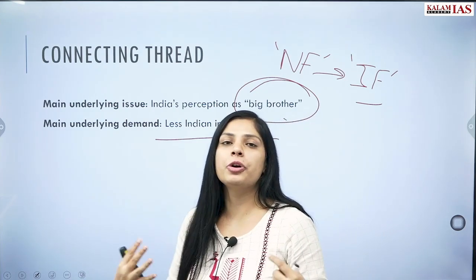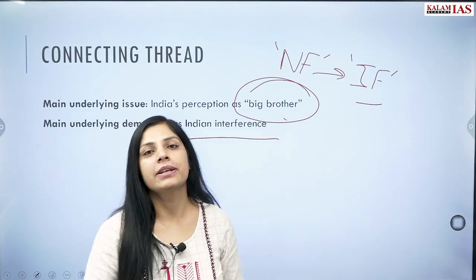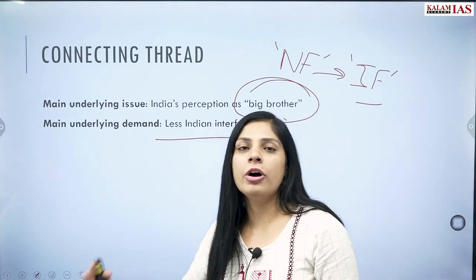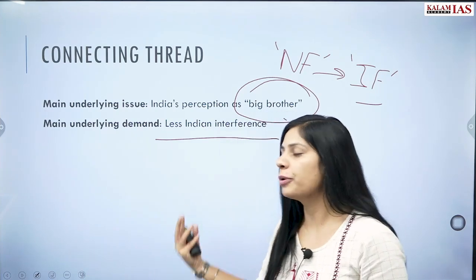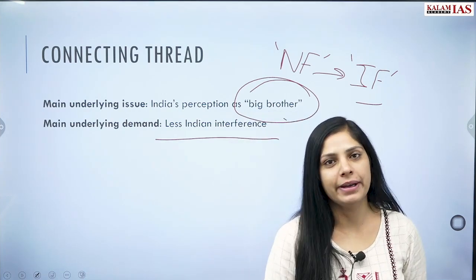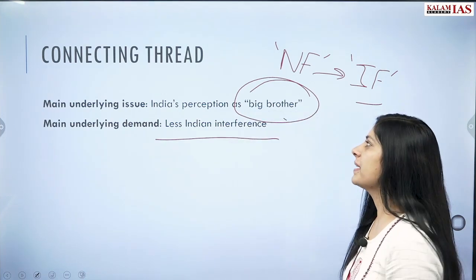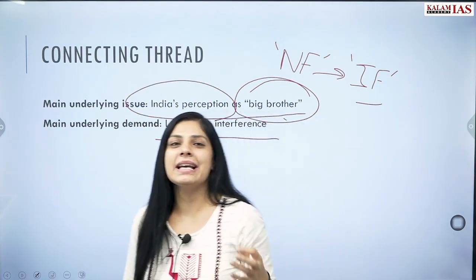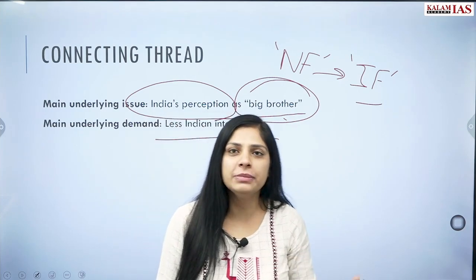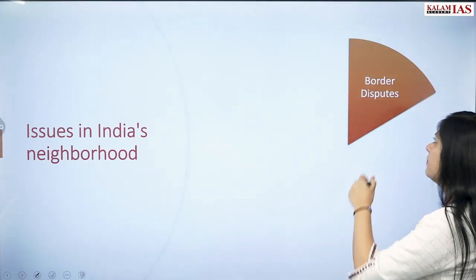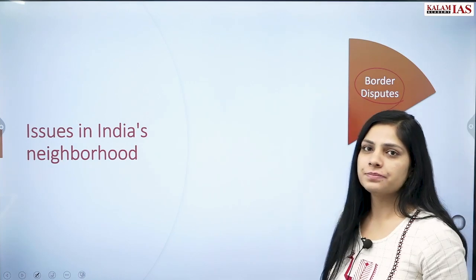India wants to portray its image as a big brother, whereas India's policy is working on building a different approach and soft power in the region, but that policy is getting backfired. So India's perception has become a major issue in India's neighborhood. Apart from these, there are several other issues that India faces in its neighborhood. We'll look at them. The first is the border disputes.